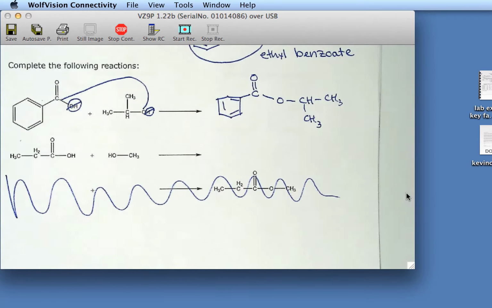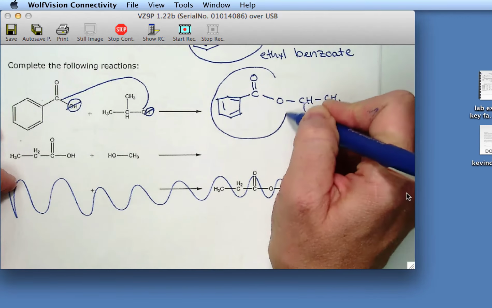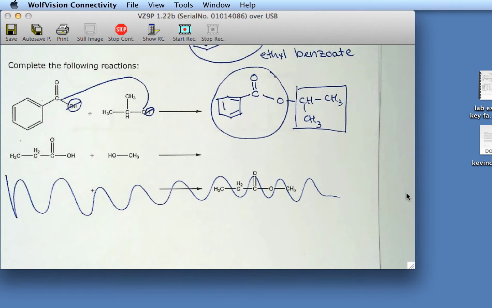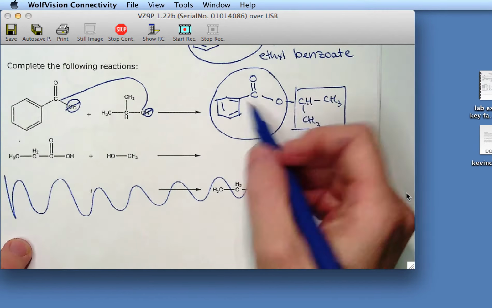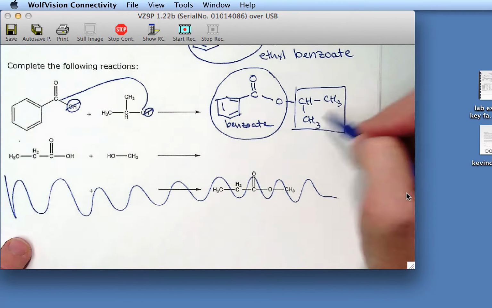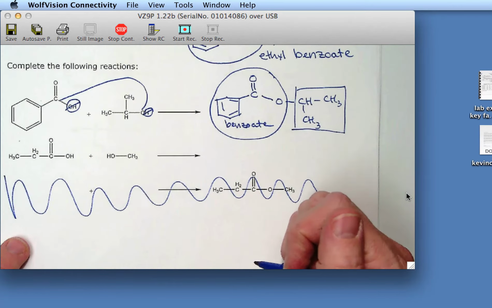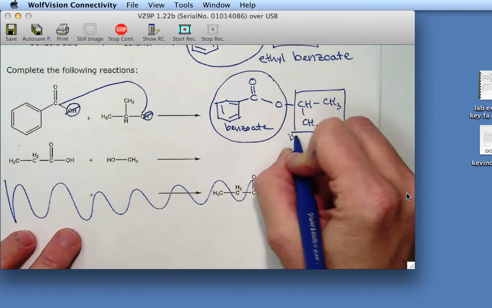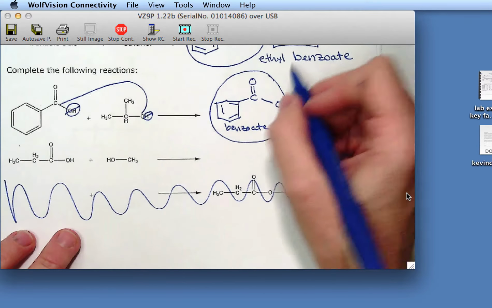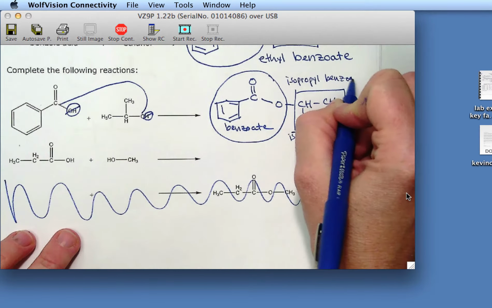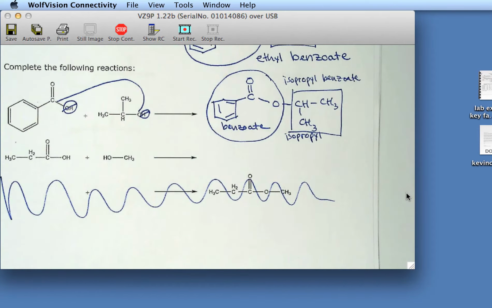So that's the ester that you get. Just circling and squaring. Remember, the one that's circled is the parent. So this is benzoate. What's this alkyl group hanging around here? Yes, isopropyl. So the name is isopropyl benzoate.